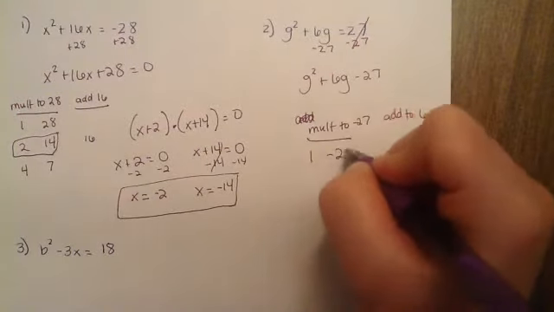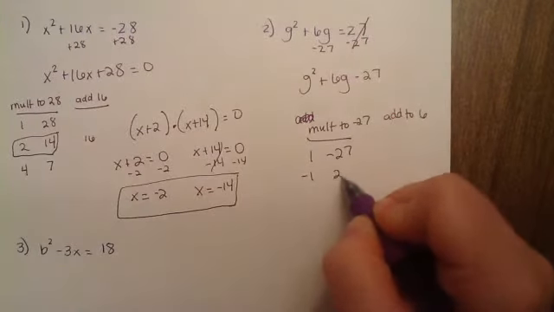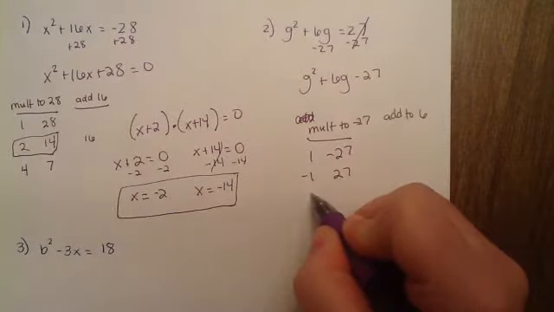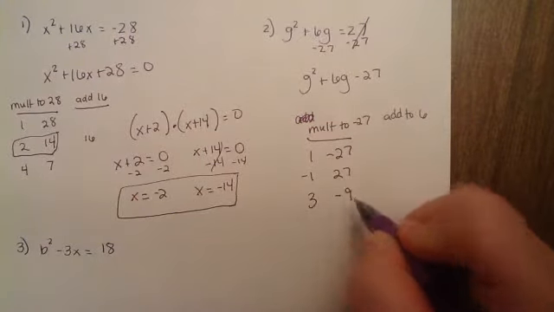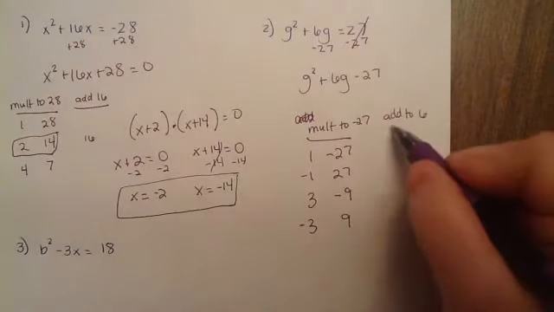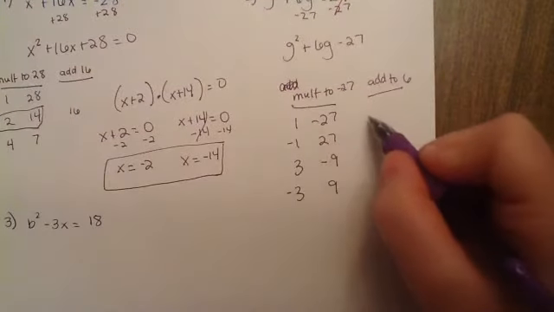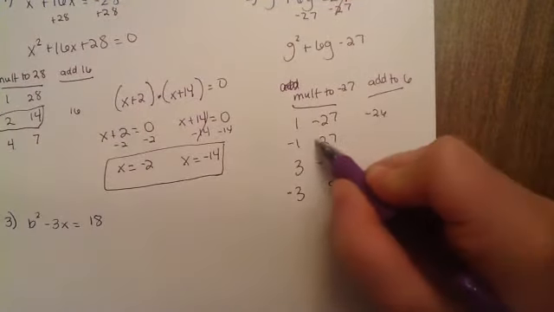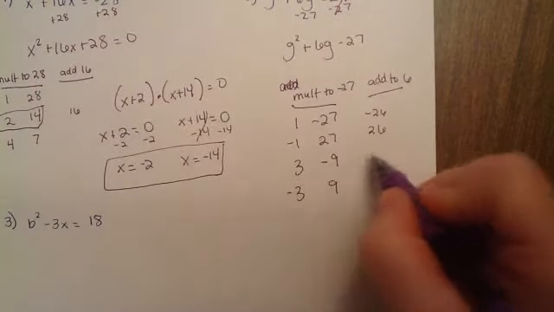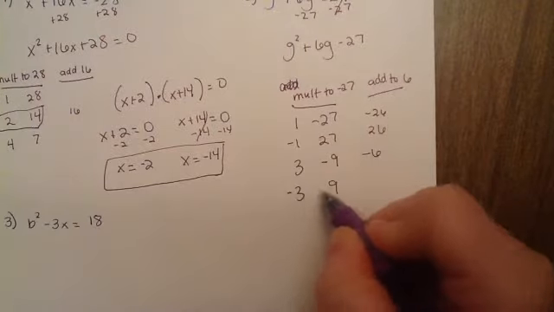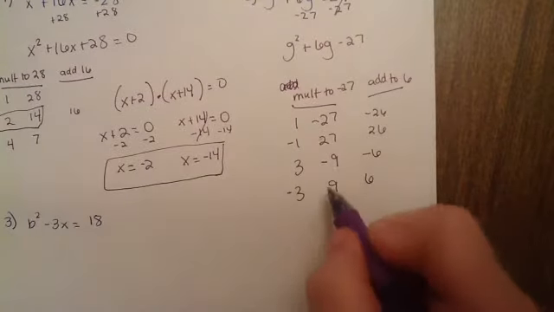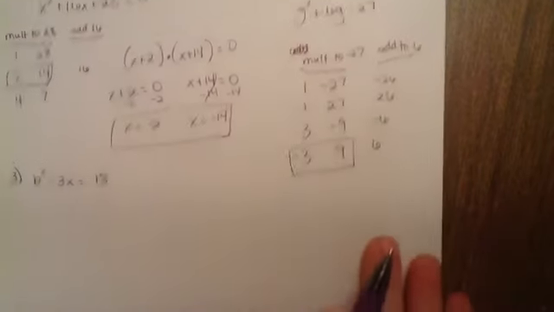One has to be negative. One has to be positive. What was something else that worked? 3 and negative 9 and negative 3, positive 9. Out of those 4, which one gave us 6? This is negative 26. Add those. Positive 26. Add these. Negative 6. Add these ones. Positive 6. Which pair worked? The negative 3 and 9.